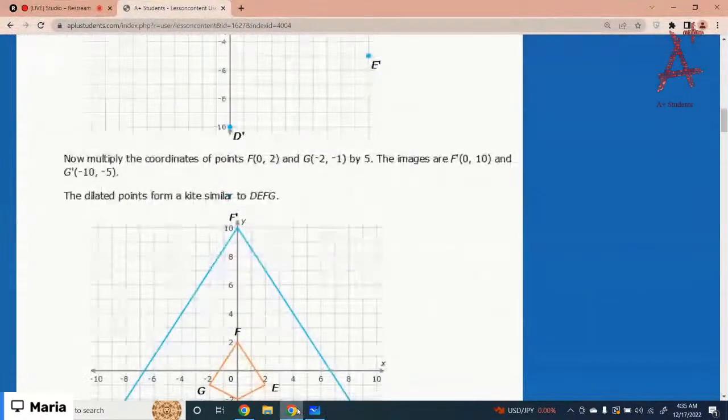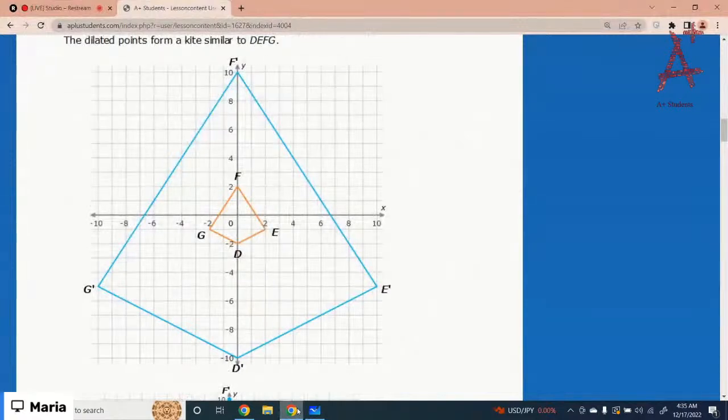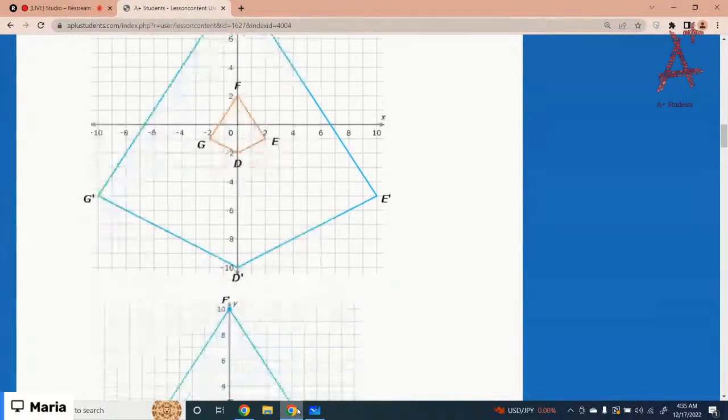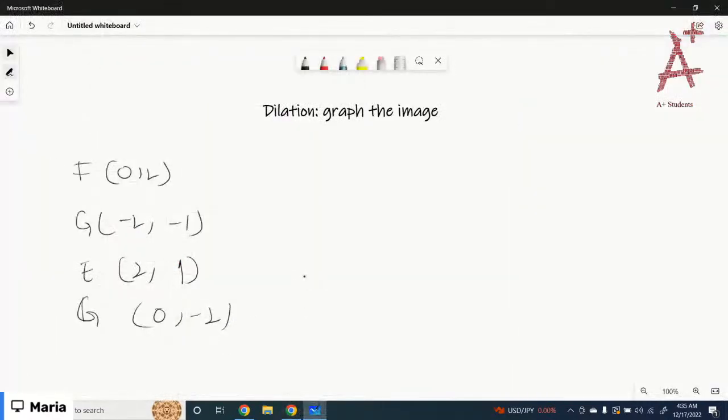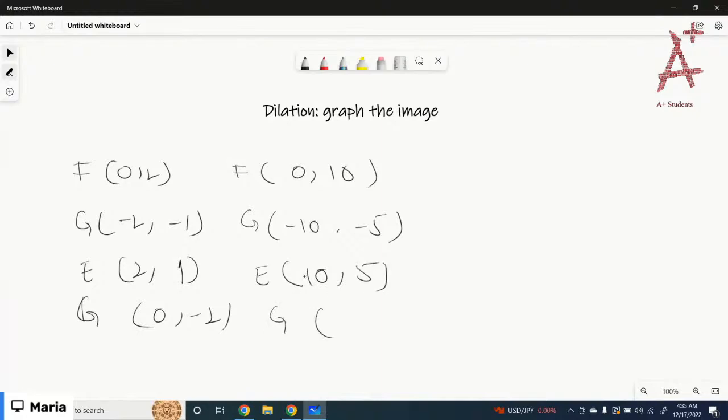That means you have to multiply all the coordinates by 5. Got it? Let me just multiply all the coordinates by 5. It would be then F, 0 and 2 times 5 is 10. G is then -10 and -5. E is then 10 and 5. Multiply all the coordinates by 5. Got it? D would be then 0 and -10. Let's see if the dilated image has the same coordinates.